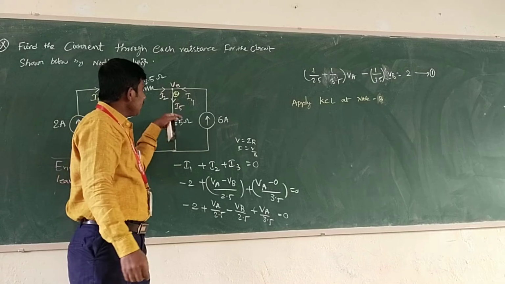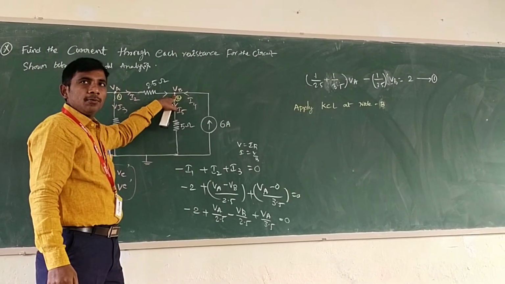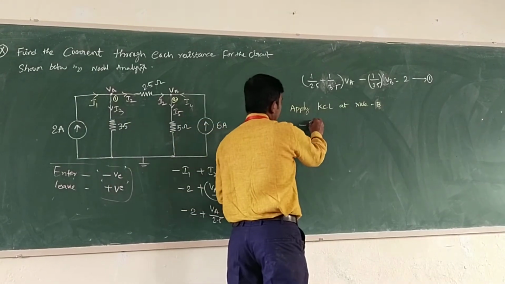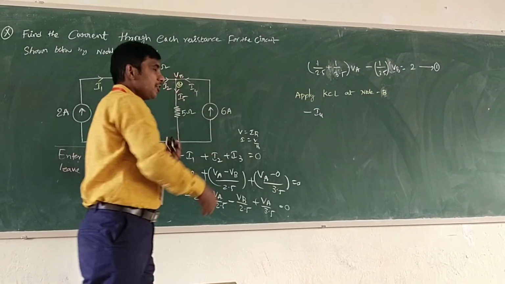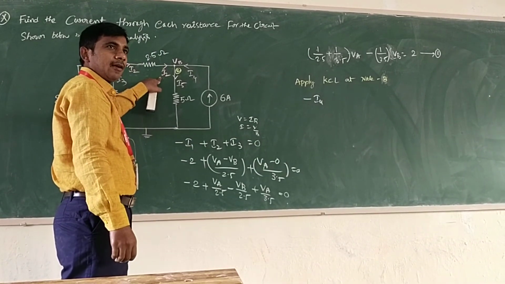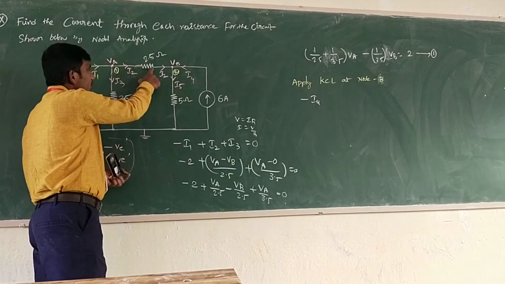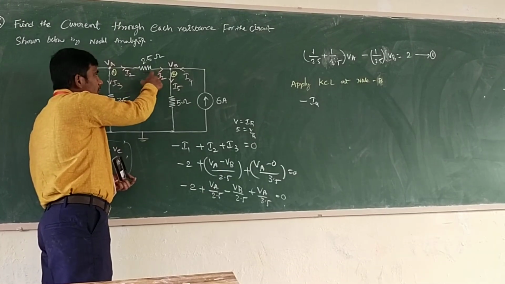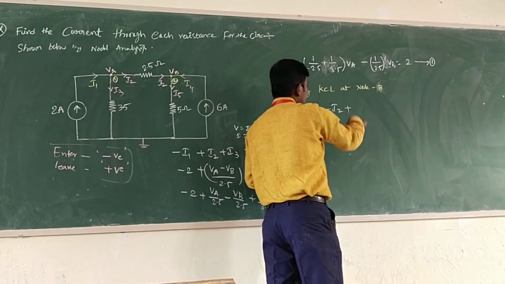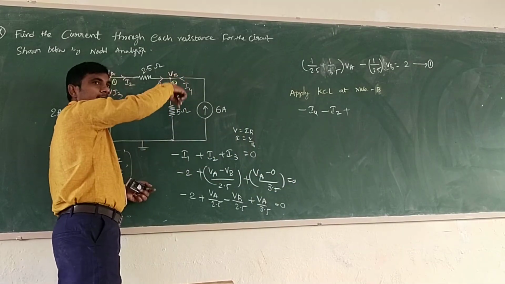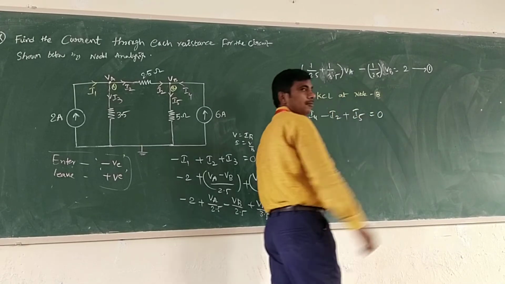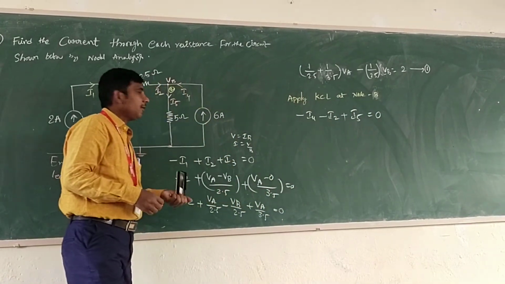Now apply KCL at node B or node 2. Entering current is taken as minus, and leaving currents are positive. Is I2 entering current or not? I2 is entering current, coming to this side through the 2.5 ohm resistance. After that, I4 is again entering current. So minus I4 minus I2 plus the leaving current, which is only I5, equal to 0. We applied this for node B.